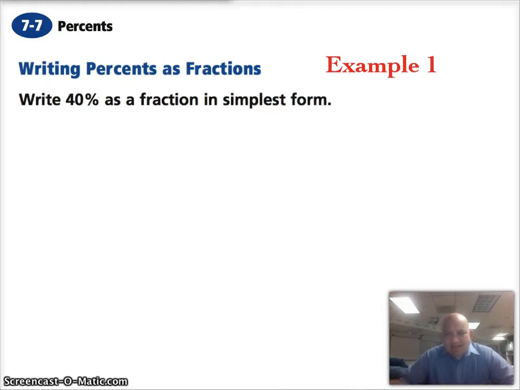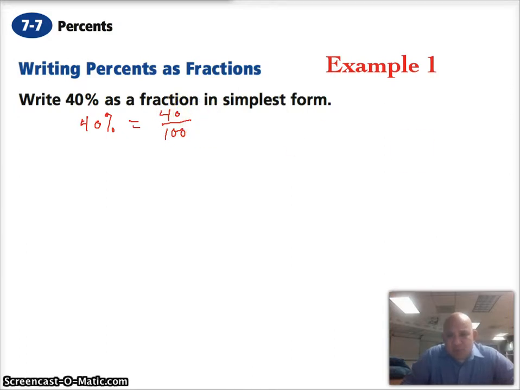Next, we have an example. Here's where we get down and dirty. It says write 40% as a fraction in simplest form. So what we're going to do is write 40%. Well, what's that equivalent to? Well, 40% is equivalent to 40 out of 100. That's the ratio, 40 hundredths. So now we say that as 40 hundredths, and we're going to go ahead and simplify that.